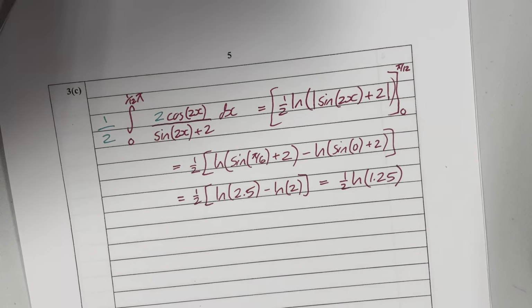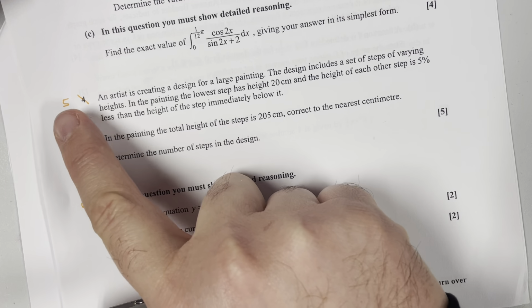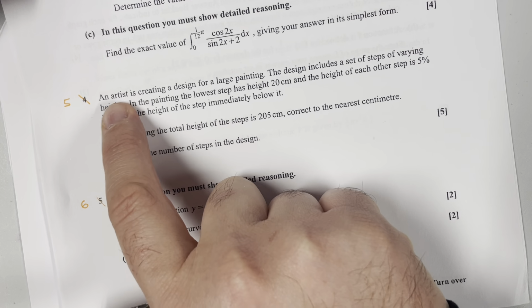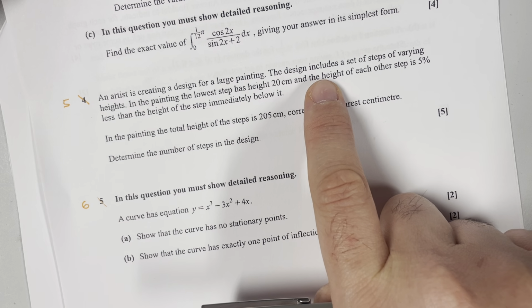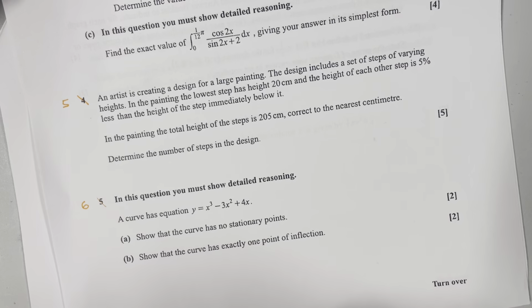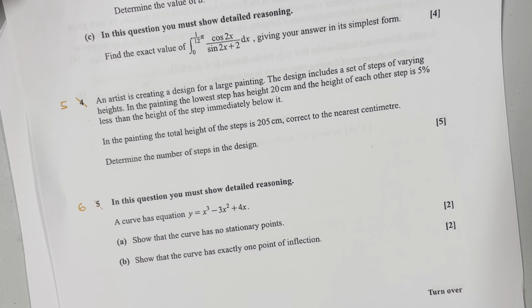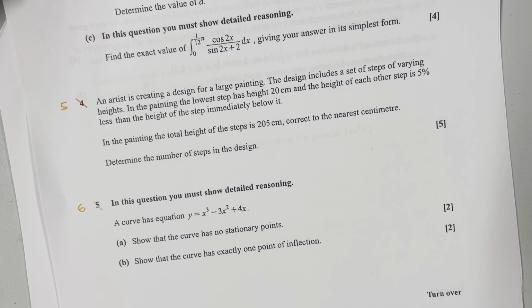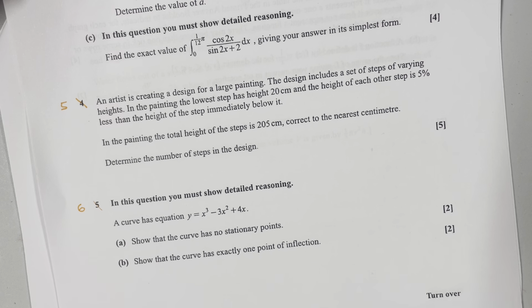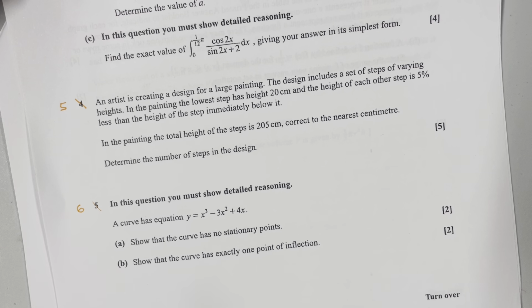Question number 4, which is question number 5 on the regular maths paper. So question number 4 on the further maths paper. An artist is creating a design for a large painting. This design includes a set of steps of varying heights in the painting. The lowest step has a height of 20, and the height of each other step is 5% less than the height of the step immediately below it. In the painting, the total height of the steps is 205, correct to the nearest centimetre. Determine the number of steps in the design.